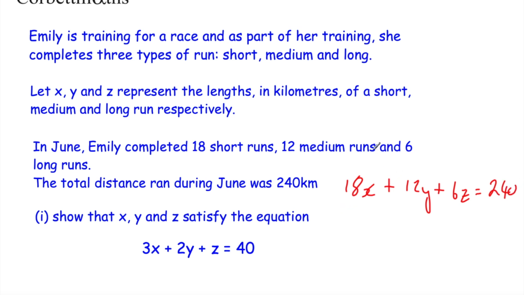And if we have a look here, 18x, 12y, 6z, and 240, they're all divisible by 6. So if we divide the whole equation by 6, 18x divided by 6 is 3x, plus 12y divided by 6 is 2y, 6z divided by 6 is just z, or 1z, and that would be equal to 40. And that's it. So we've done part 1, and it was quite similar to those equations in the last one.